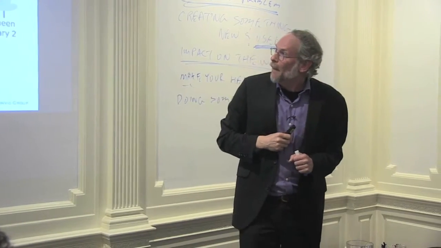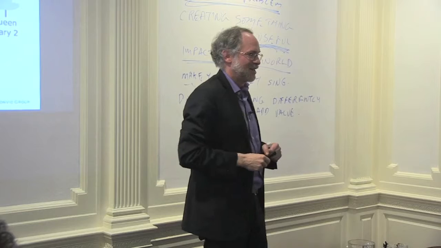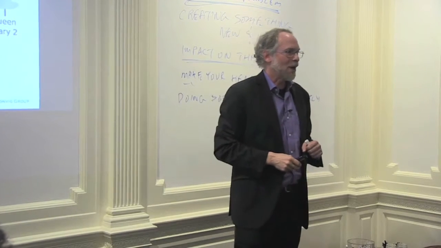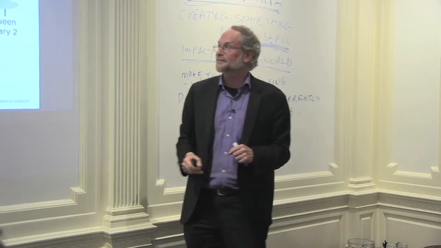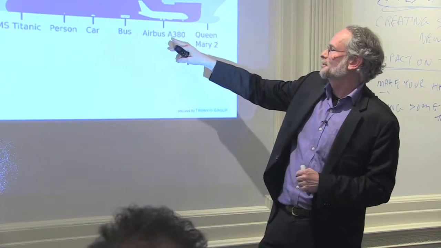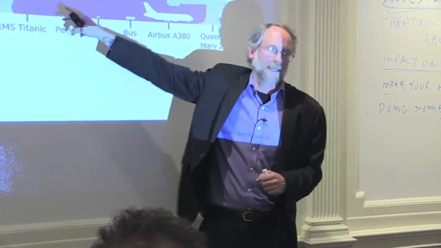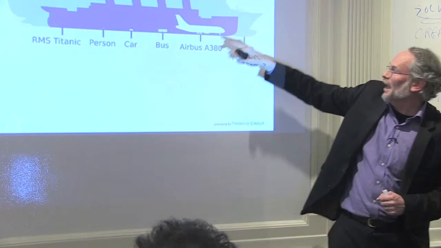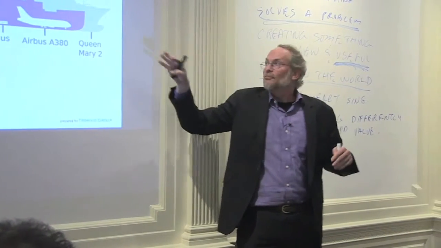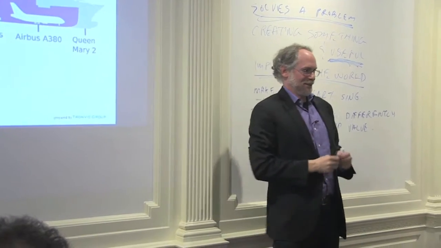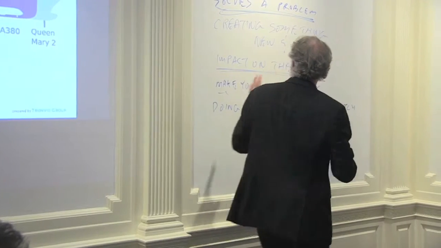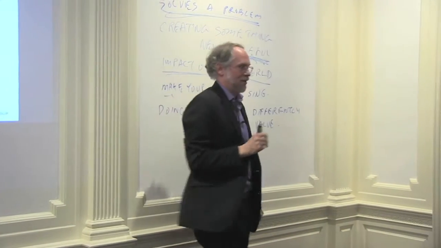This is a model, the gray thing in the background, of the Queen Mary II, a rather big ship. So this is a person, a car, a bus, an Airbus 380, the Titanic, and Queen Mary II. So let's call Queen Mary II your organization, or your thing that you want to make real in the world, your thing that you want to have an impact on the world with.